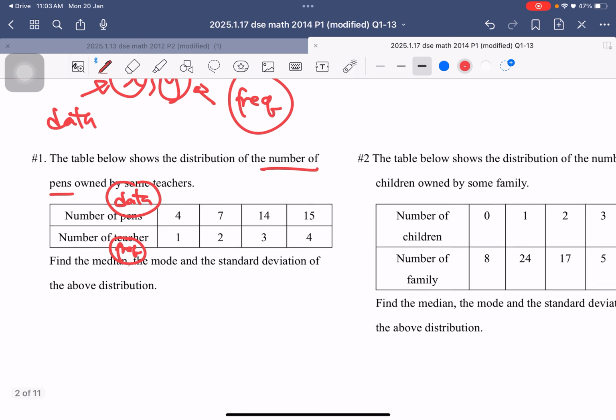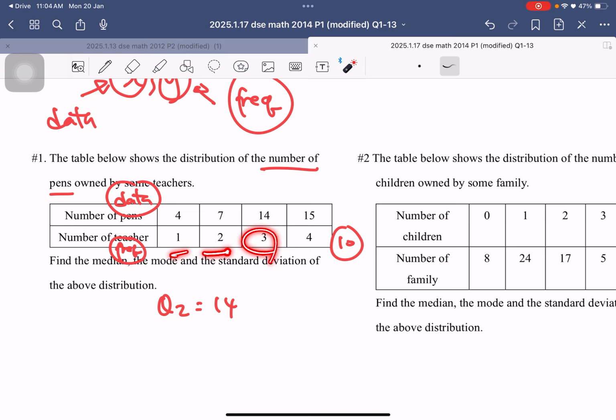Okay, so how do you find the mean? What is the total frequency here, Ria? How do you get the total frequency? You add which numbers together? The 1, 2, 3, 4. Yes, because pens is the data, we just need to calculate the total number of teachers. So the total frequency is going to be 10. Then the median is going to be the fifth number plus the sixth number divided by 2. So it's going to be 14, isn't it? Because there are 3 teachers, plus this 3 giving you 6 teachers. So 14 is going to be the median.